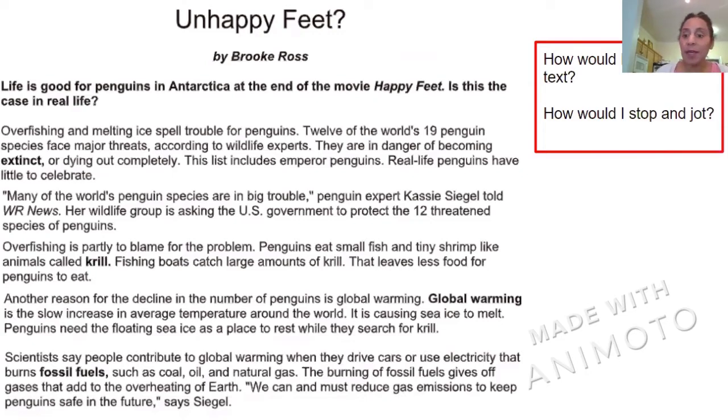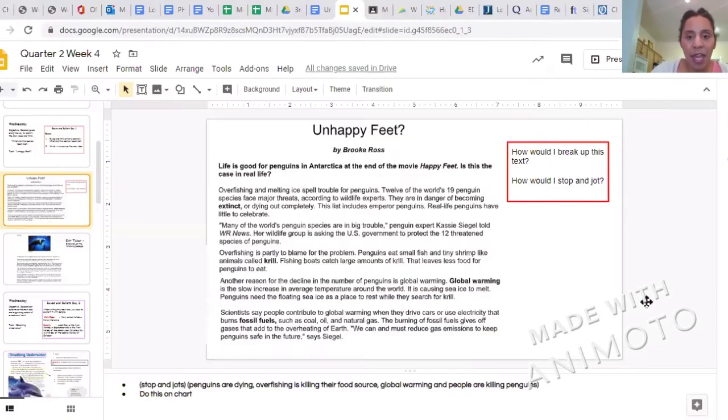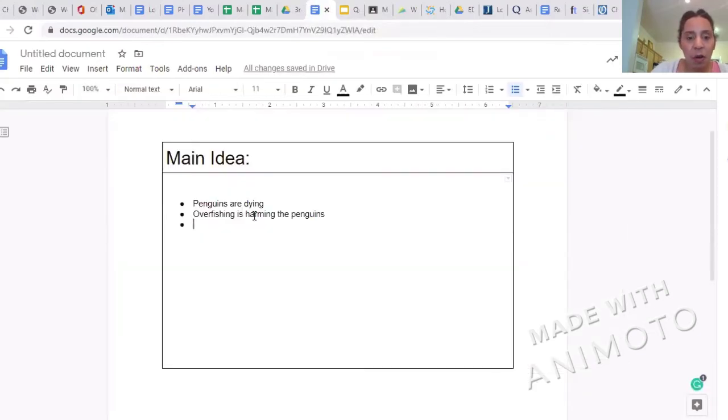Alrighty, guys, so I'm stopping here, thinking about the chunk that I just read. What's another problem for penguins that we're seeing in this article? Well, this chunk talks about how global warming is a problem for the penguins. Alrighty, so again, I'm gonna stop and I'm gonna add that to my boxes and bullets.